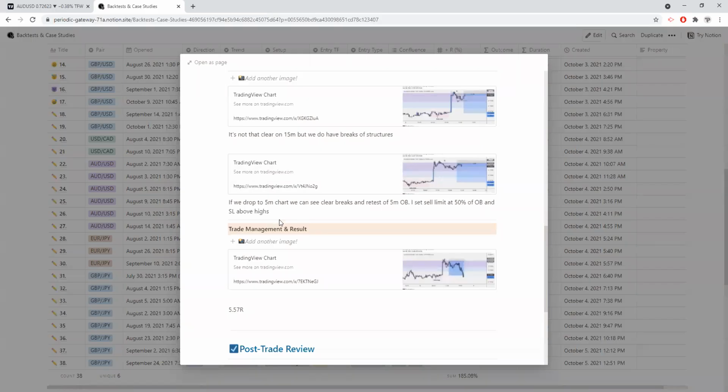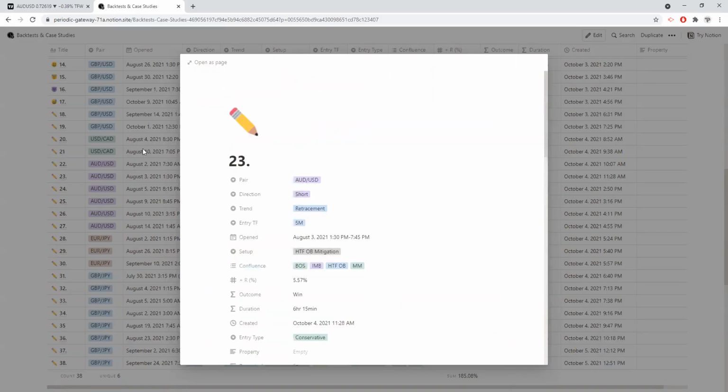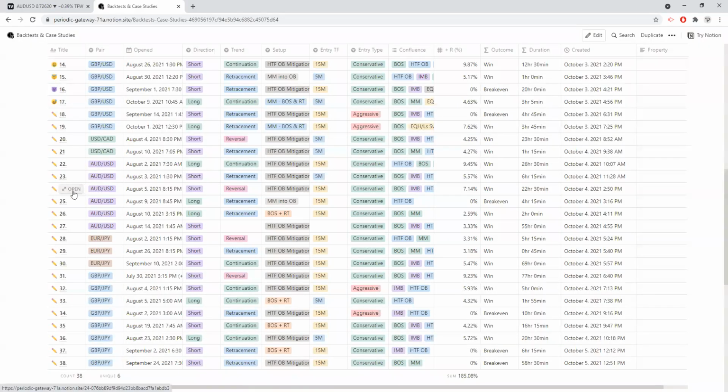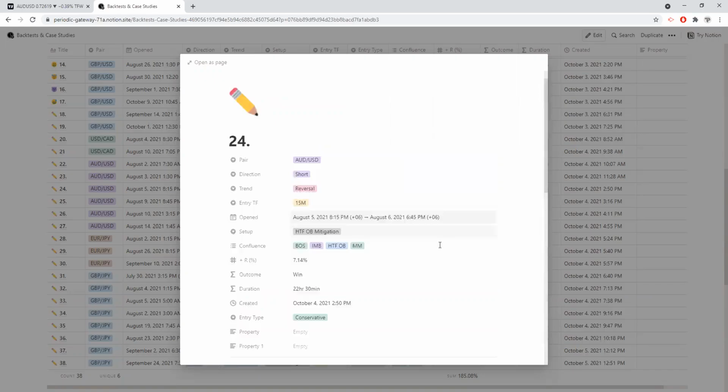It's your style. Clear break and retest. Exactly. Stop loss above the highs. Yep. It's not that clear in 50. So I really like it when it's not really clear in the 50-minute for you. Then you drop to a lower time frame. That is really good that you have learned to do this. Okay, carrying on.